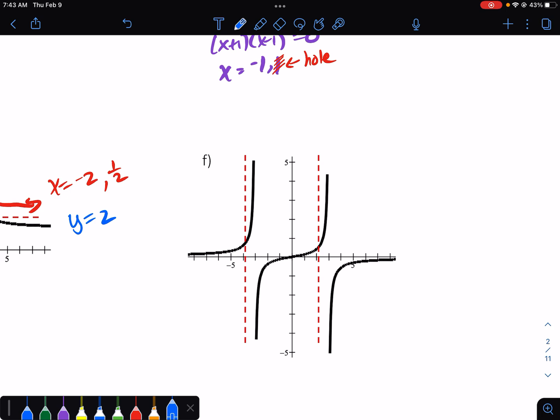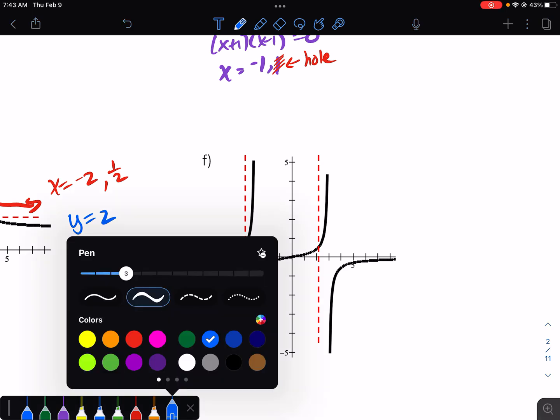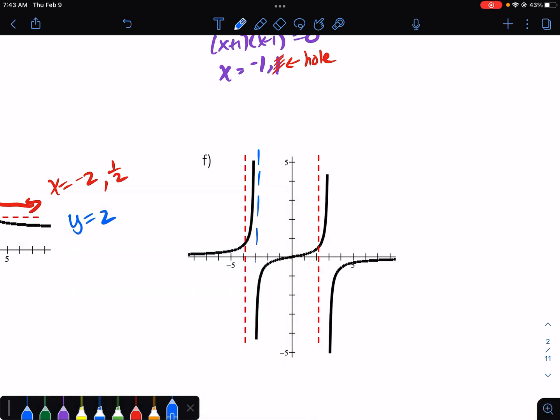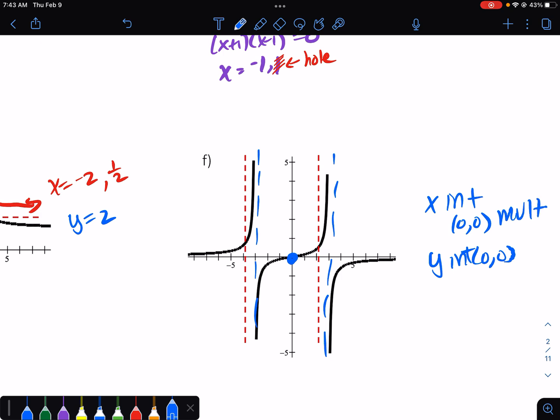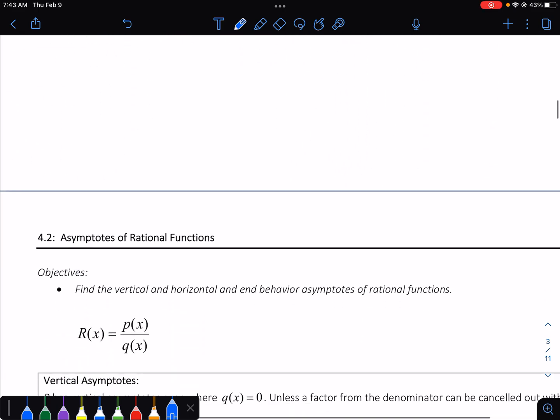Notice this one. Let's just move the lines, the asymptotes, instead. So notice here that we have this x-intercept, which is also our y-intercept. So our x-intercept is at 0, 0. Our y-intercept is also at 0, 0. We know that this crosses, so we know that the multiplicity on this needs to be odd in order to make it cross. So those are how we find our x and our y-intercepts.